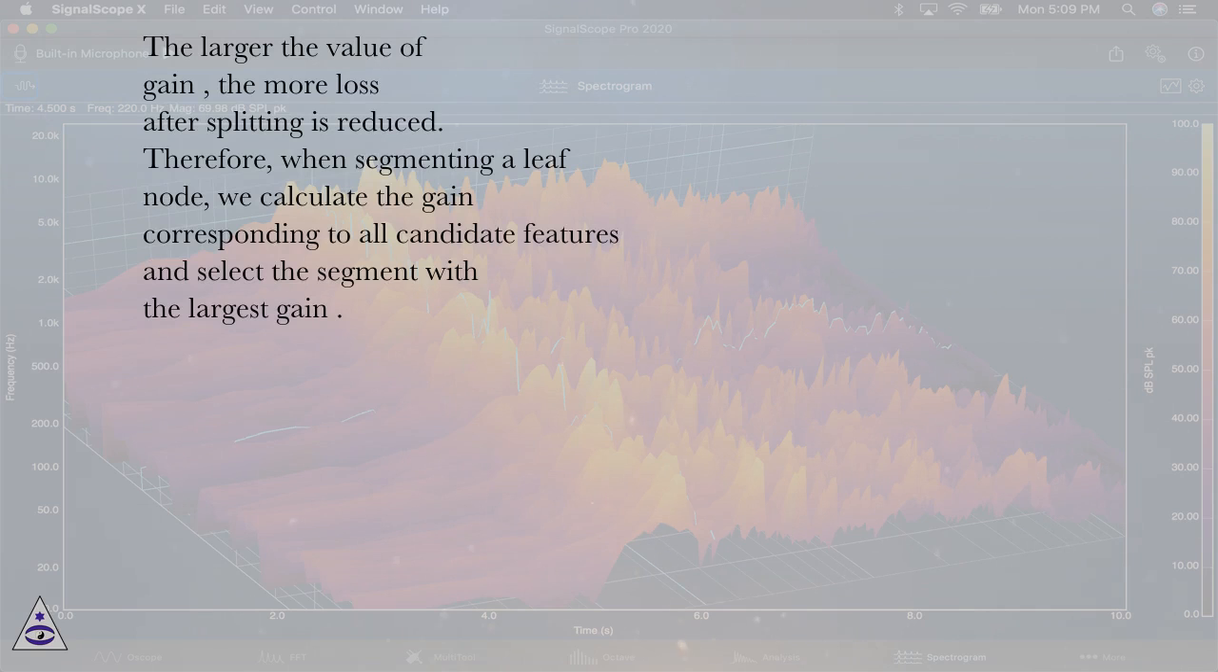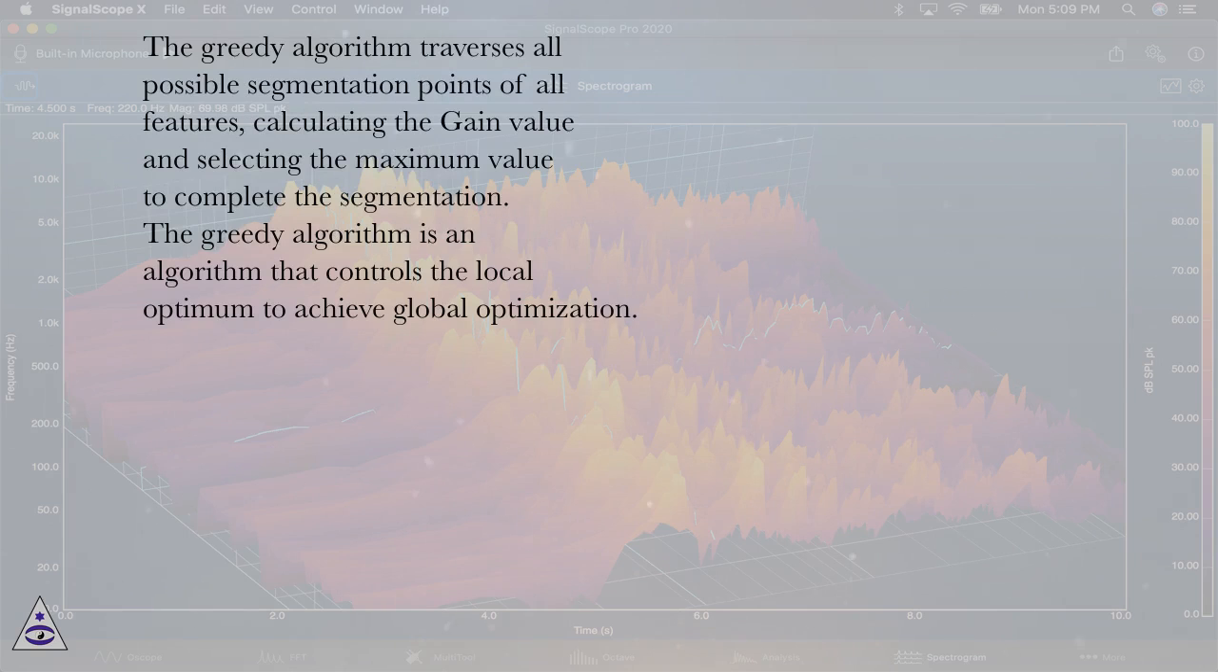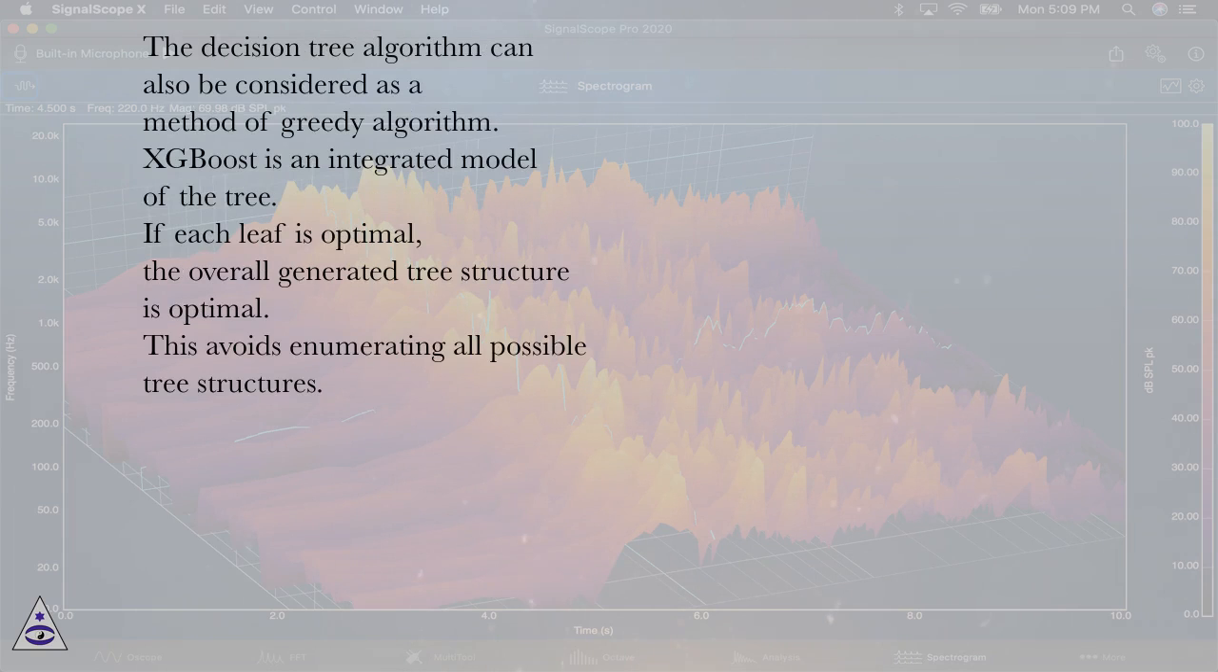Therefore, when segmenting a leaf node, we calculate the gain corresponding to all candidate features and select the segment with the largest gain. The core part of the XGBoost algorithm is to obtain the optimal node based on the maximum gain obtained. XGBoost looks for the best branch using a greedy algorithm. The greedy algorithm traverses all possible segmentation points of all features, calculating the gain value and selecting the maximum value to complete the segmentation. The greedy algorithm is an algorithm that controls the local optimum to achieve global optimization. The decision tree algorithm can also be considered as a method of greedy algorithm.